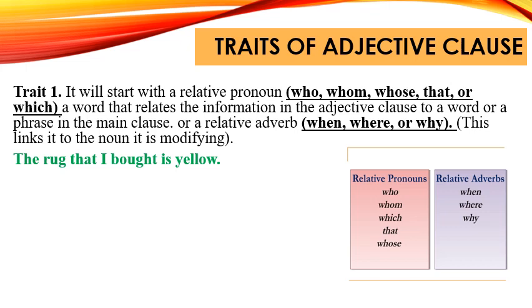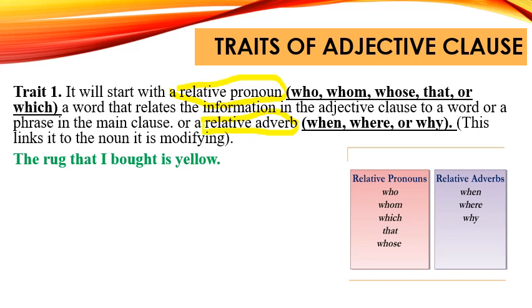Now, I said earlier that usually a subordinate clause is identified with a subordinating conjunction. So we have here three traits for the adjective clause. The first one is that it usually starts with a subordinator, which can either be a relative pronoun or a relative adverb.